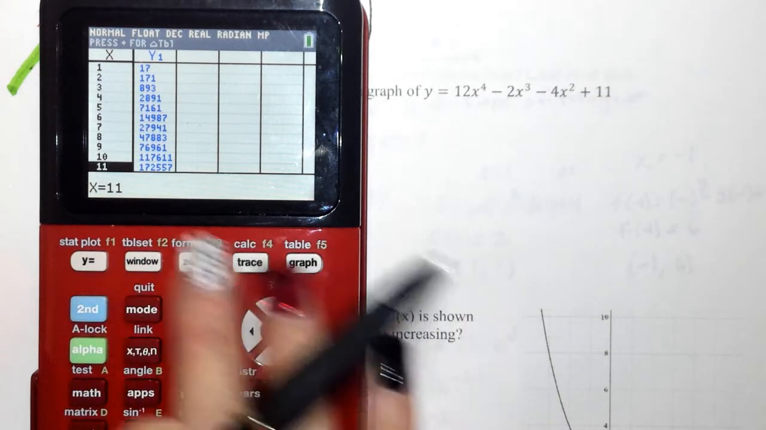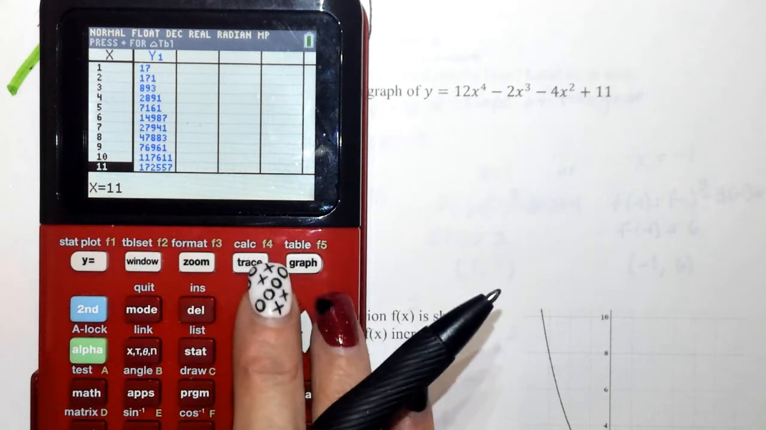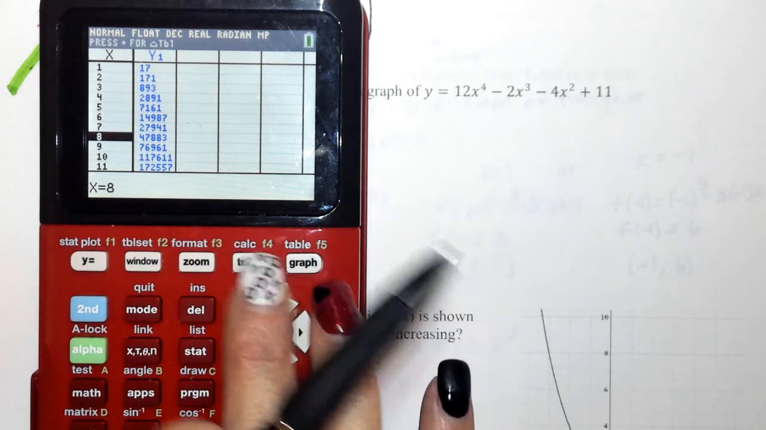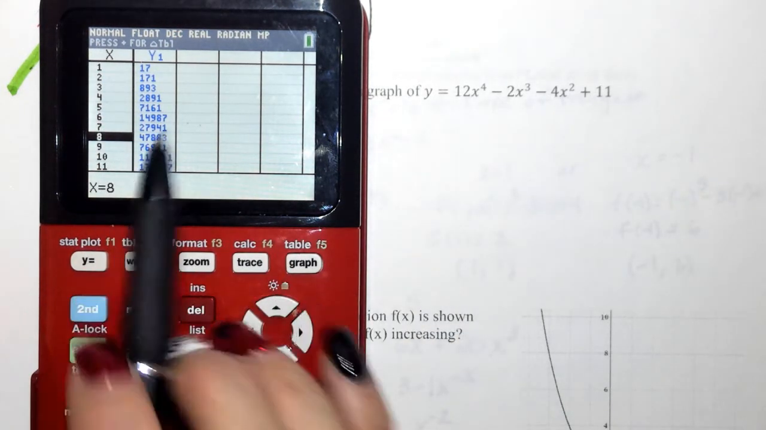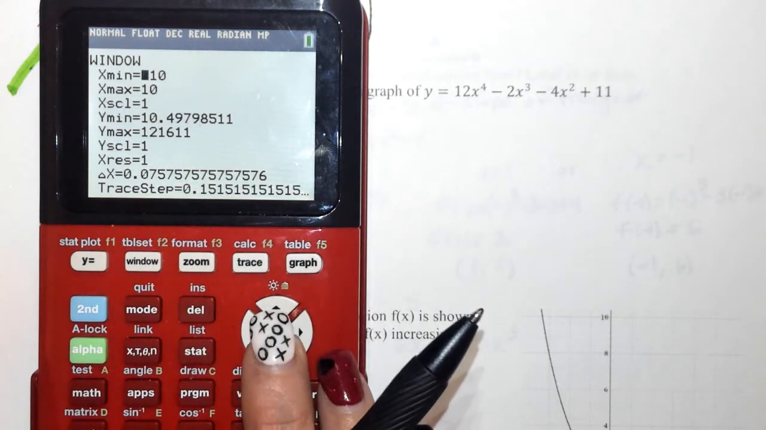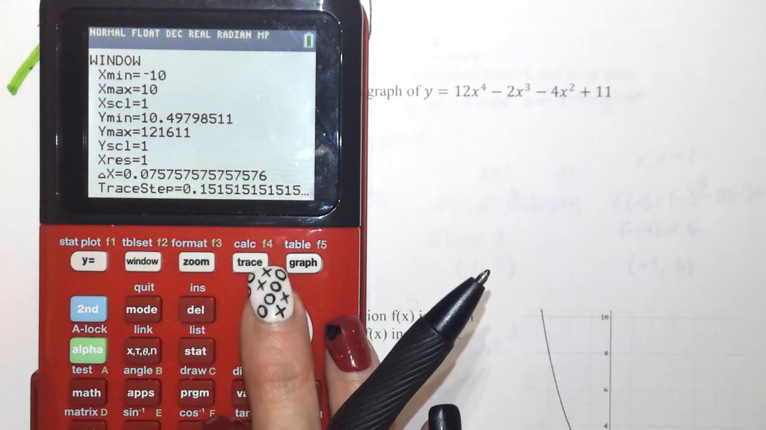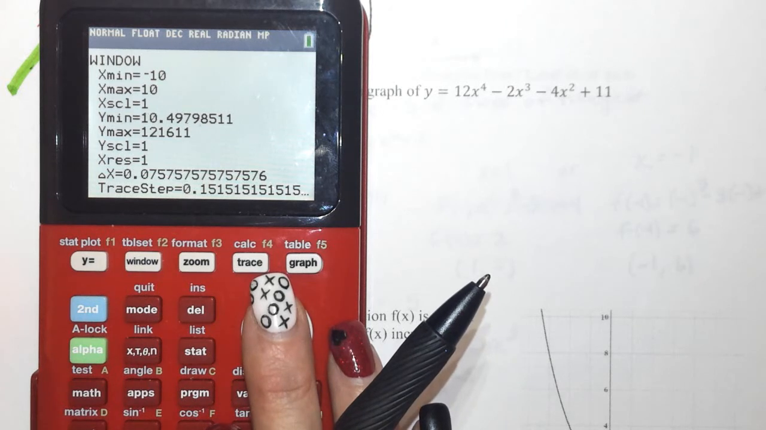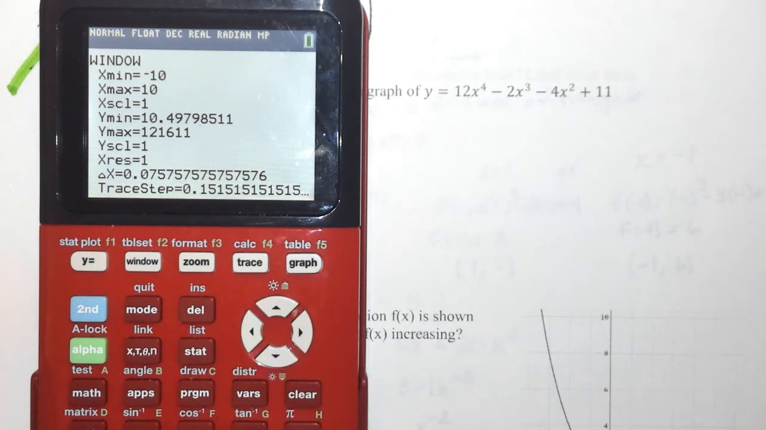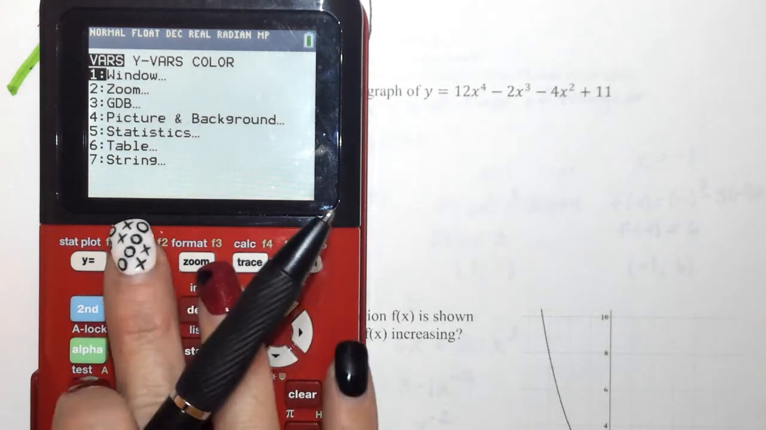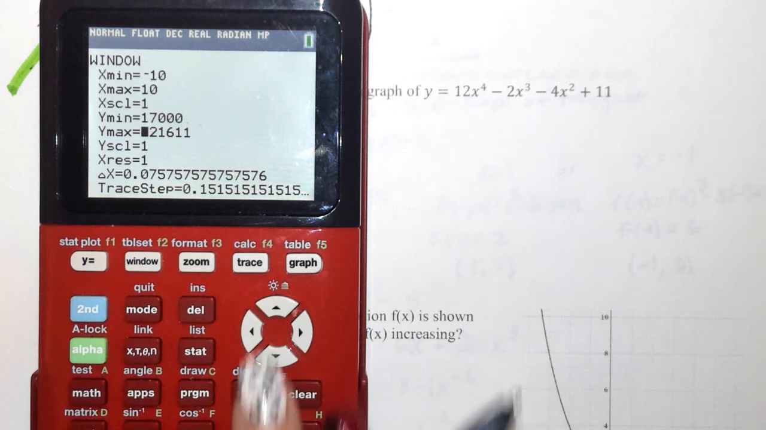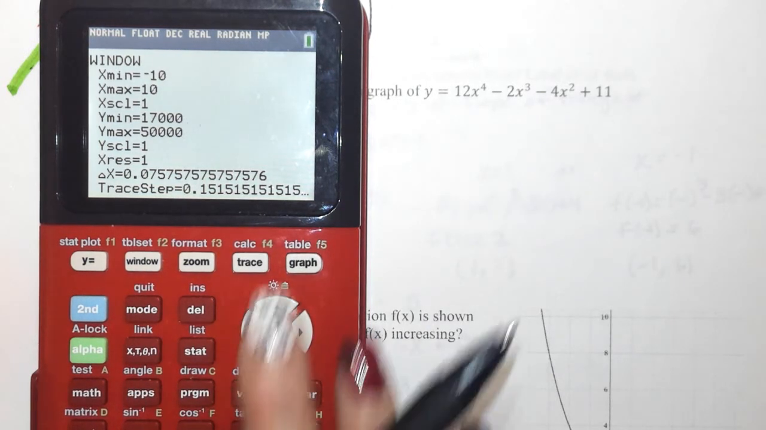We can go to our window. Let's not go that big. Let's go to about 8. So let's go to 50,000. So let's go, -10 to 10 is good. But on the Y, let's go to, I think it was 17,000. And then let's go to 50,000. I think that was enough.